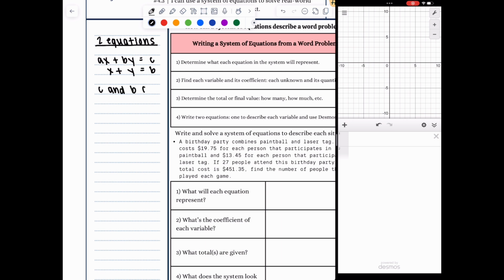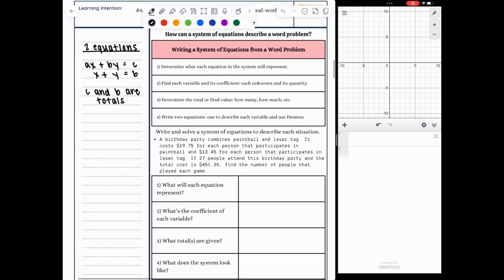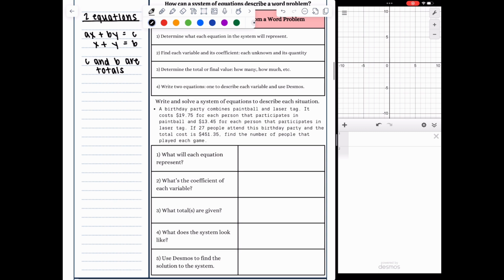You should have two totals because there are two different things happening here. In a system of equations, if you have two equations, you have to have two equal values, or two totals. So what you're going to ask yourself when you read each of these problems is: what are the two totals, and how do I get there mathematically? What math is being done?